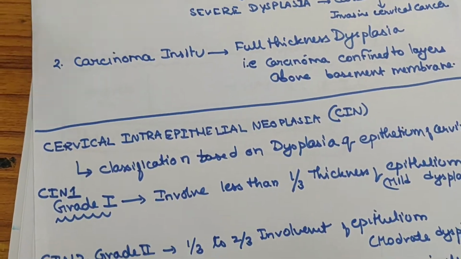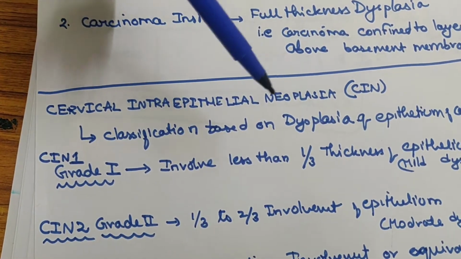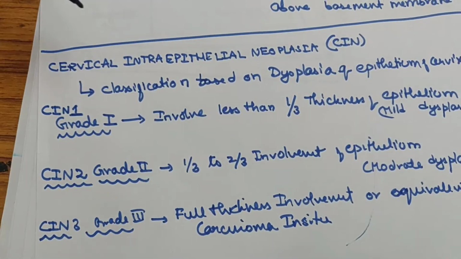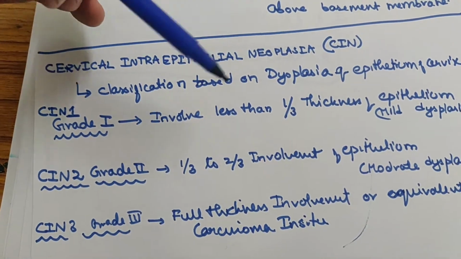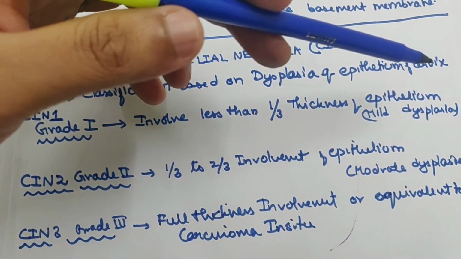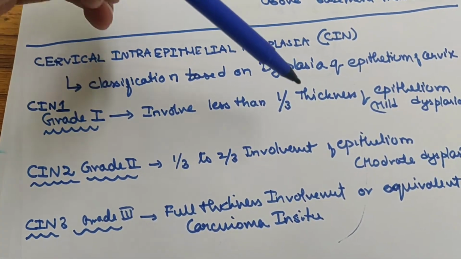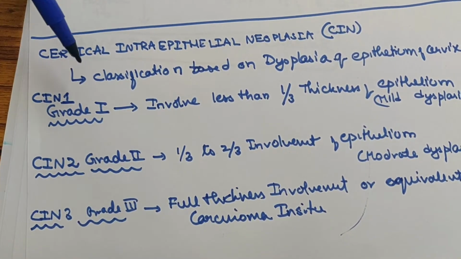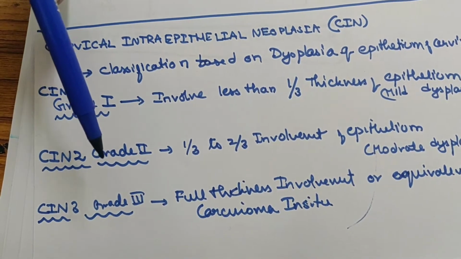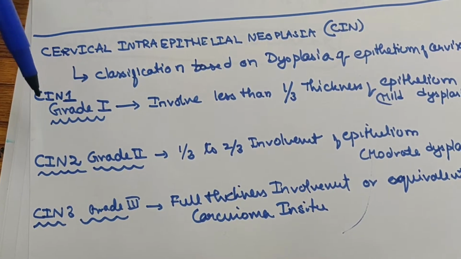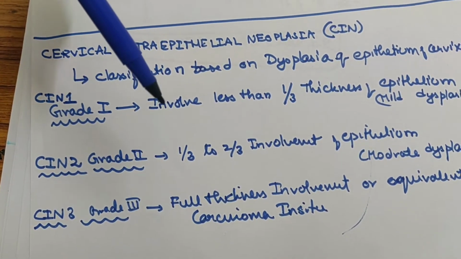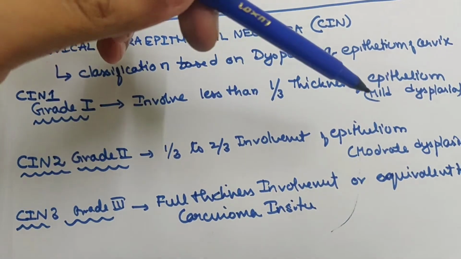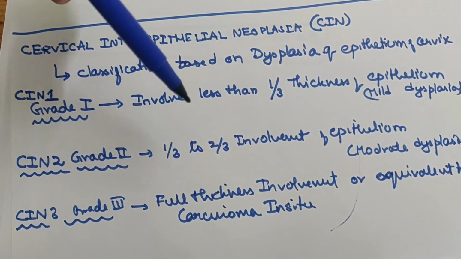Okay, and coming to cervical intraepithelial neoplasia, that is CIN, it is a classification based on the dysplasia of the epithelium of the cervix. Based on the dysplasia we classify into grade 1, grade 2, and grade 3. In grade 1, that is CIN1, the dysplasia involves less than 1/3 thickness of the epithelium. So it is called mild dysplasia.